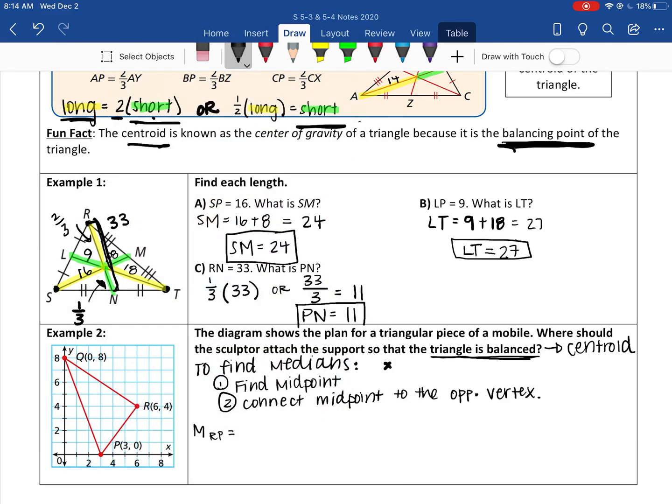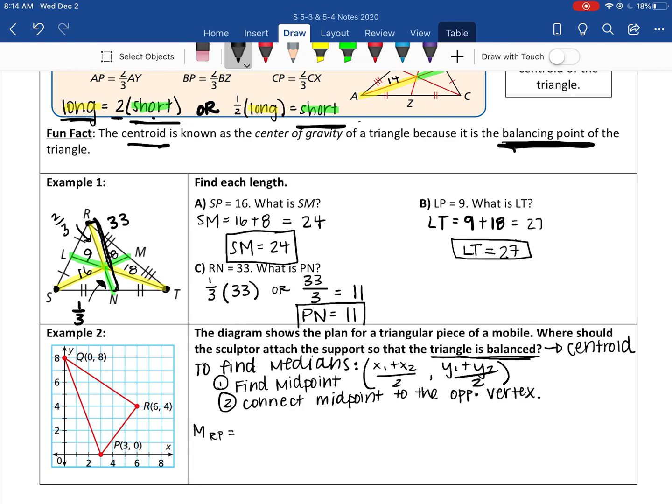Why is that so fat? The midpoint formula is x1 plus x2 over 2, comma, y1 plus y2 over 2. Okay, so that's our midpoint.